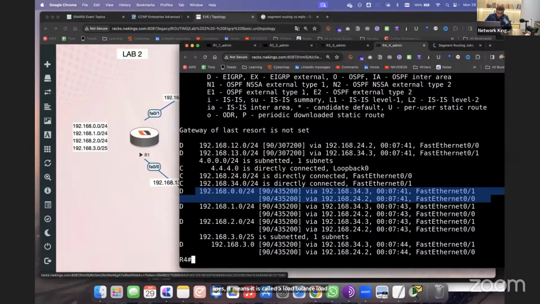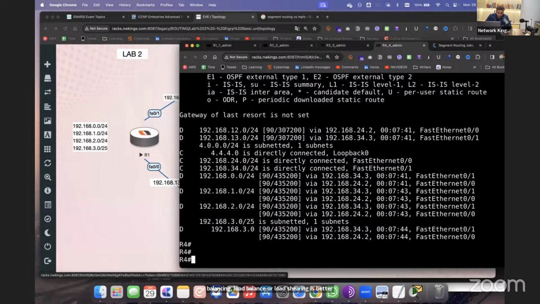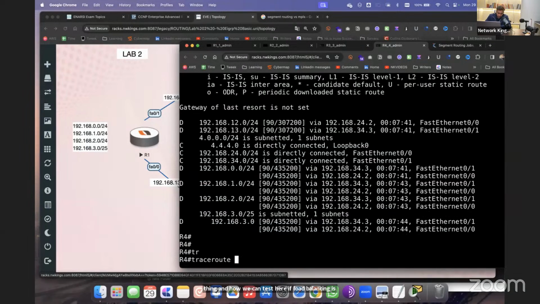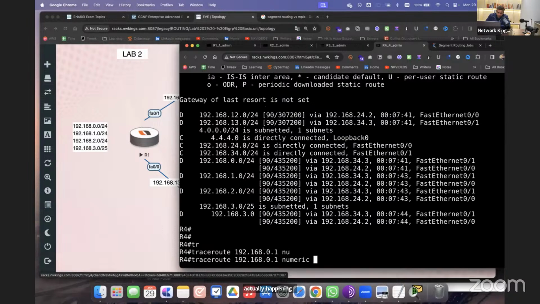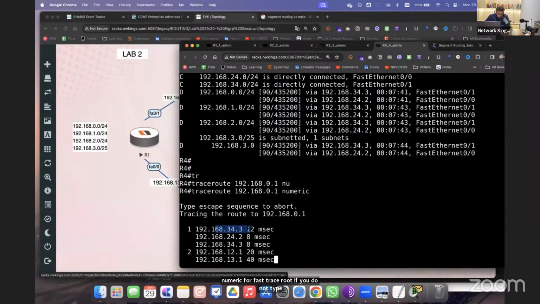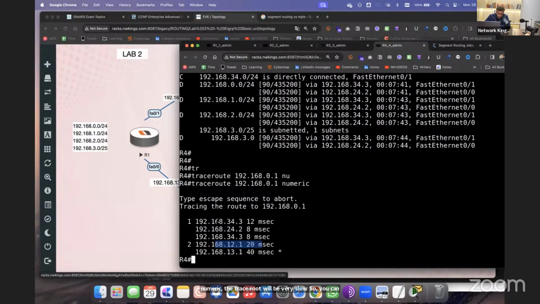Okay, and how we can test here if load balancing is actually happening? You can say trace route, and then you type the IP address of that network, and just type numeric for fast trace route. If you do not type numeric, the trace route will be very slow. So you can see when you say 34.3, again you see your IP. 34.3, again you see your IP, it is load balance.